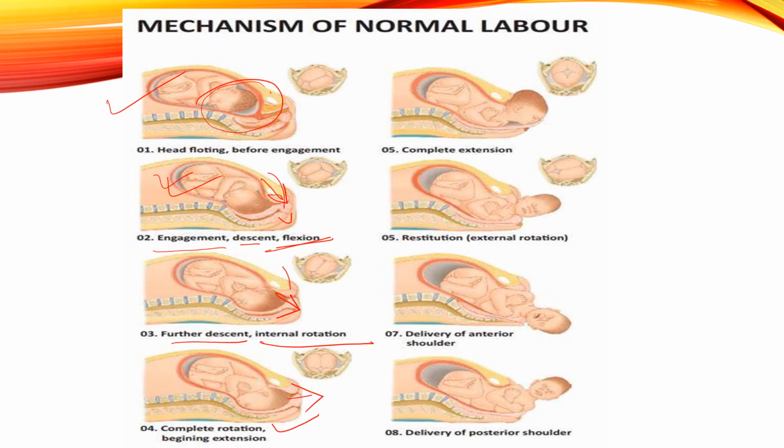So rotation has completed and it has started to move out of the body. Complete extension has happened. It is moving out of the opening, and restitution. So external rotation. Now as it has moved out of the body, it has again rotated its head so that its shoulder and other parts can move out slowly and gradually from the uterus. So that is the process which the baby is doing with the help of stronger and stronger uterine contractions, which are caused by the release of oxytocin hormone from the pituitary gland of the mother.